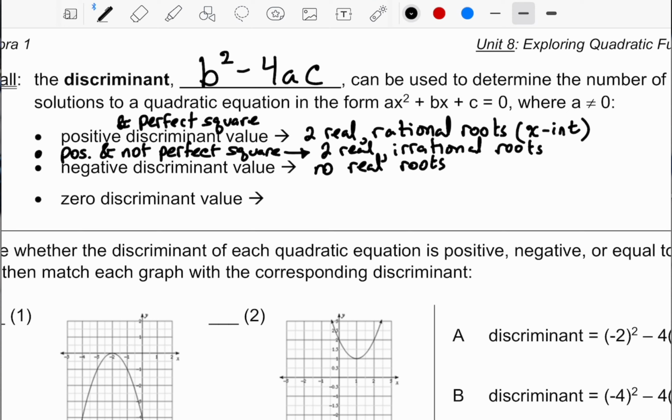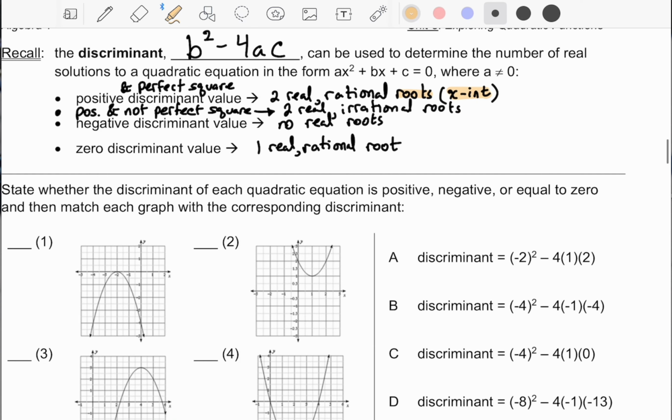The zero discriminant value was one real root, one real rational root. All right, and again, roots, x-intercepts mean the same thing in this context. All right.